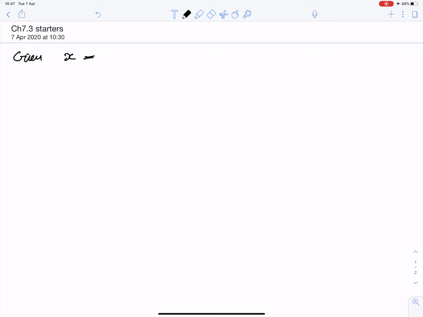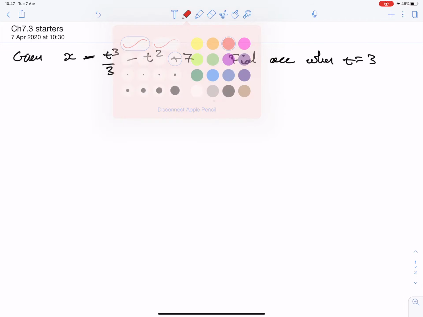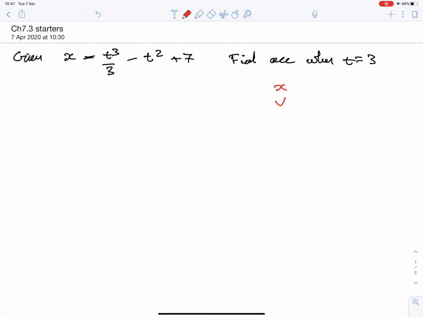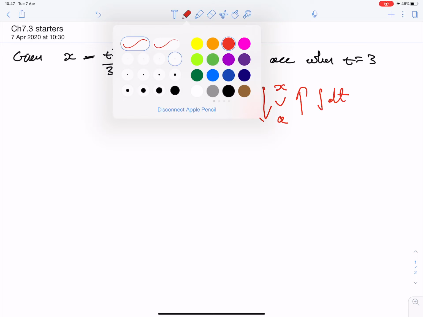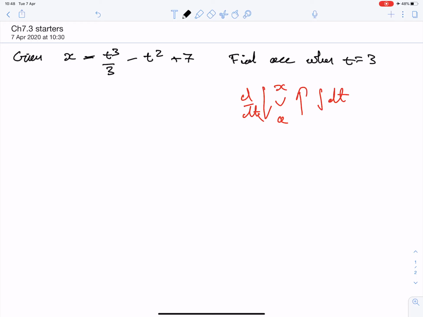So given x is equal to t cubed over 3 minus t squared plus 7, find the acceleration when t is equal to 3. So we should remember that to get from position to velocity to acceleration, we differentiate with respect to t. If we were going in the other direction, we'd integrate with respect to t. So that's the key facts that we need. So now we're just going to differentiate.